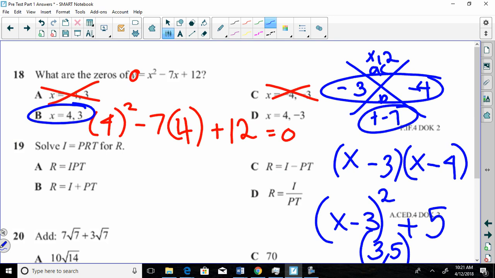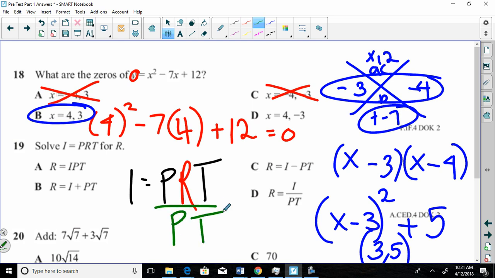All right, next one. I equals P, and what are we looking for? It says solve for R. R. When three things are together, what does that mean? They're multiplied. So how do I get rid of them? Divide by B and T, right? I want them out of here. So what's my answer? D.